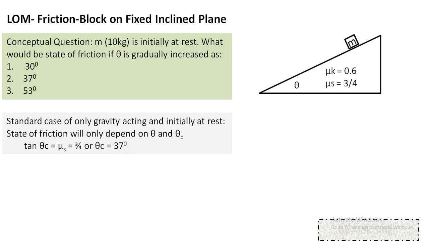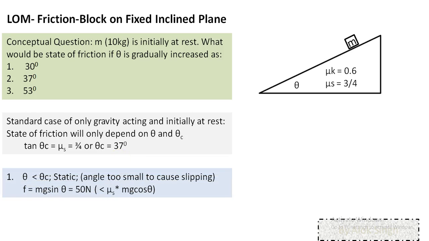So at 37 degree, it is in the critical state. And if theta is less than the critical angle, it is the static state, the angle too small to cause slipping. In this case, the friction force will be static friction equal to mg sin theta. In this particular case, mg sin theta at an angle of 30 degree comes to 50 Newton, which is less than the maximum possible friction force. So in the first case, when theta is equal to 30 degree, it is the static state, friction is equal to 50 Newton, less than the maximum friction force.